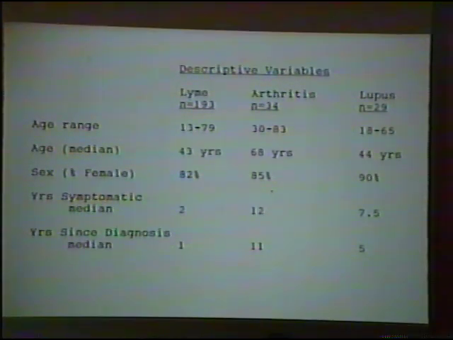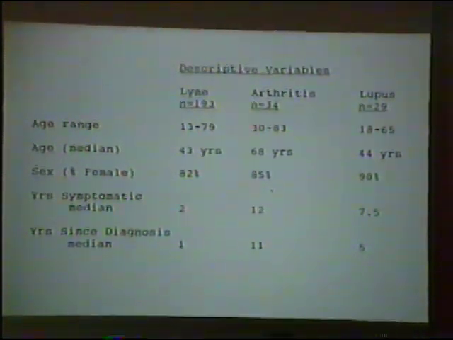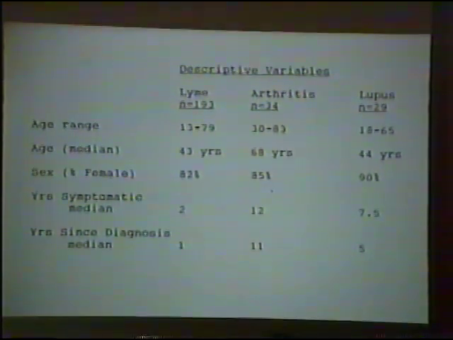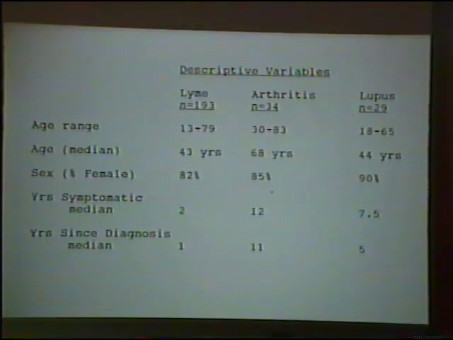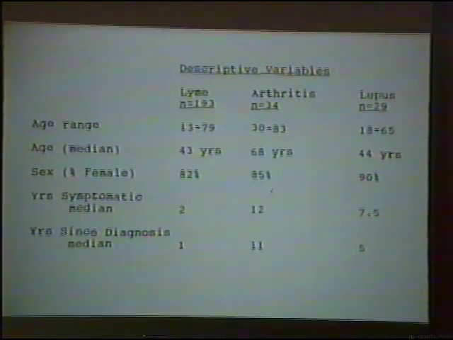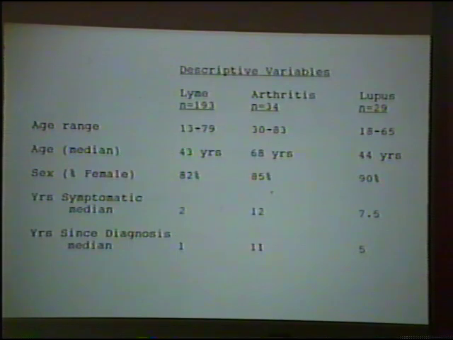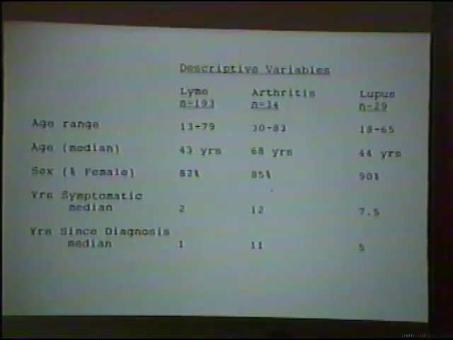The Lyme patients, the average age was 35, and we had 2 control groups, patients with osteo and rheumatoid arthritis who were much older, and patients with lupus. Most of the Lyme patients were sick a median of 2 years, while the arthritis patients were sick 12 years, and lupus patients about 8 years. So clearly patients with arthritis and lupus were sick a lot longer.